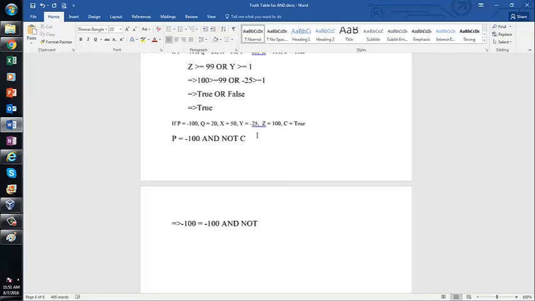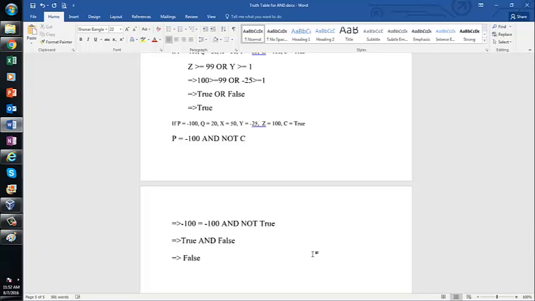What is the value of c? True. Let me replace that value. Now minus 100 equal to minus 100, what is that condition? This is true and not true. Not true is false. So true and false becomes false. First I thought it's true, but then I saw that true and false is false.